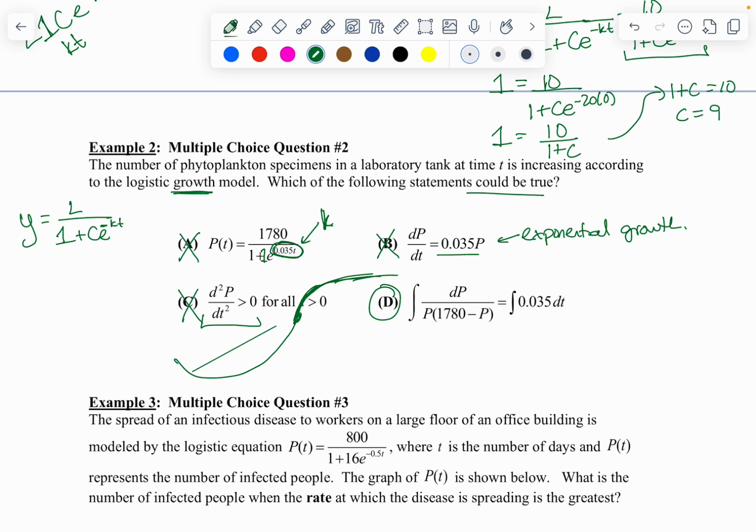So the only possible answer left is going to be D, and we know that it's going to be D because if you, let's undo the separating and integrating of this function, right? So dP dt, just move over the dt, equals 0.035 P times (1780 minus P). And this looks like a logistic growth model, right? I can factor out a 1780 to put it down here and make this a 1 and multiply this by 1780, but everything looks according to the logistic form.